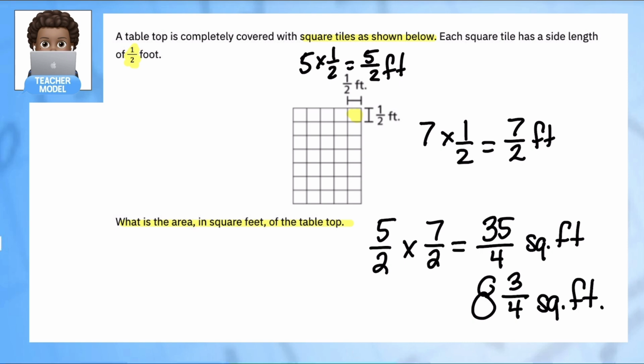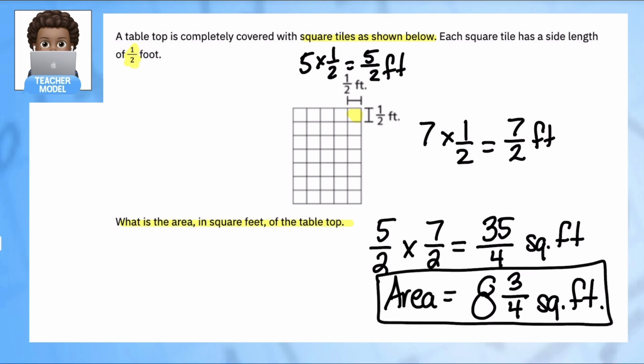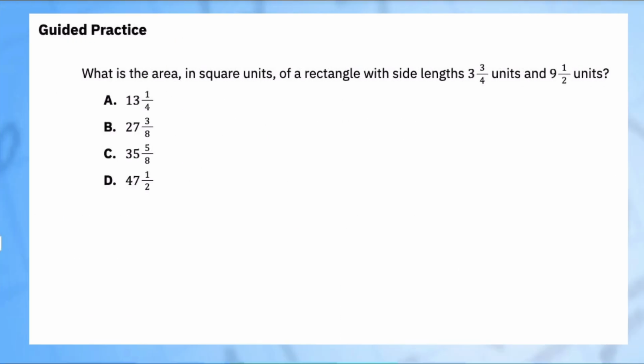So let's hit pause here so you can jot this down into your notes. Let's just make sure we have a full answer. Area equals 8 3/4 square feet. All right, let's go to our guided practice. And now it's your turn to try.